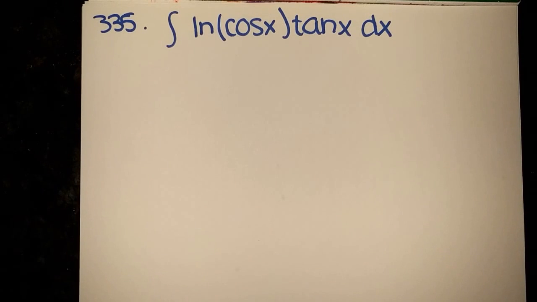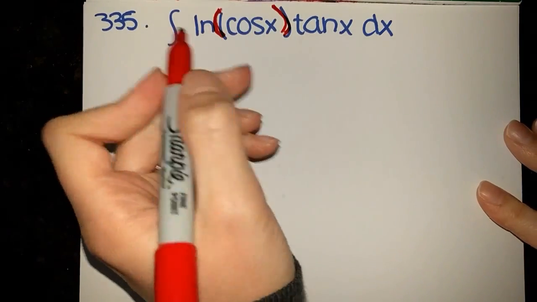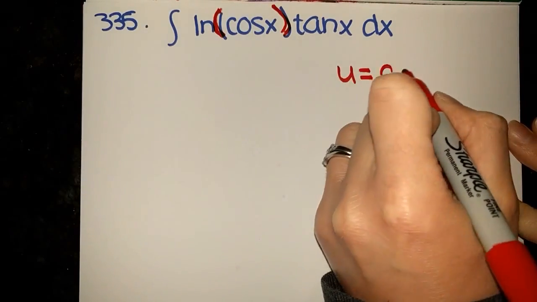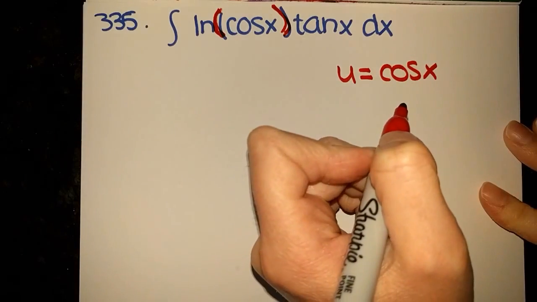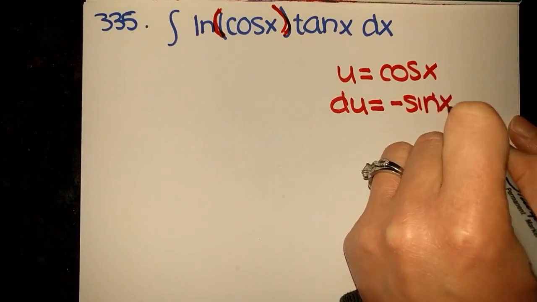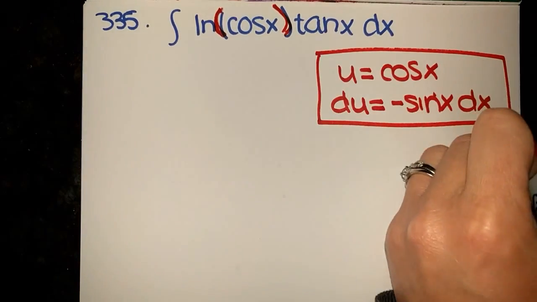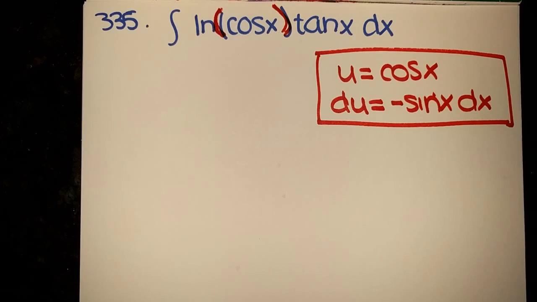First step, we see these parentheses, and anytime you see parentheses, you think to yourself, oh, I need to use U substitution. So these parentheses are very, very important for us. We're going to pick our u to be the quantity inside the parentheses, cosine x. Our du will then be negative sine x dx.